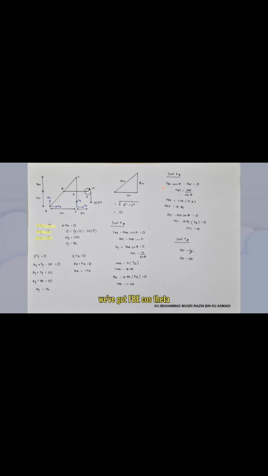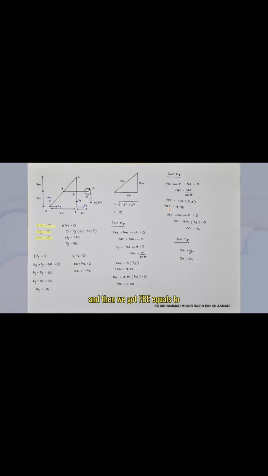At joint E, we have FBE cos theta minus FAE equals 0. So FBE is equal to FAE over cos theta. We already got FAE just now, which is 11.25, divided by cos theta, which is 3 over 5. But again, we have to turn it around, so it will be 11.25 times 5 over 3.